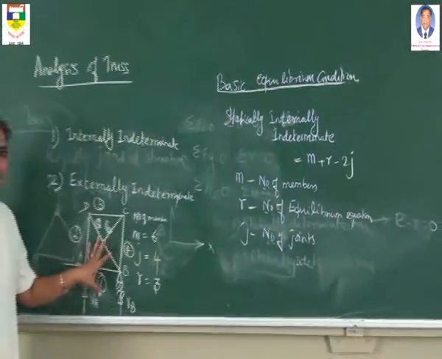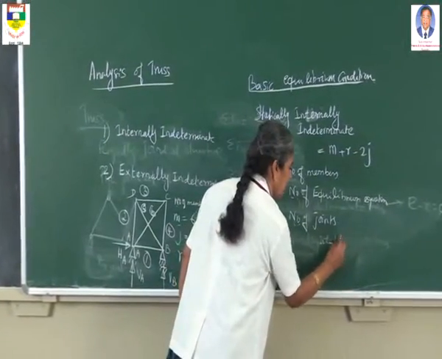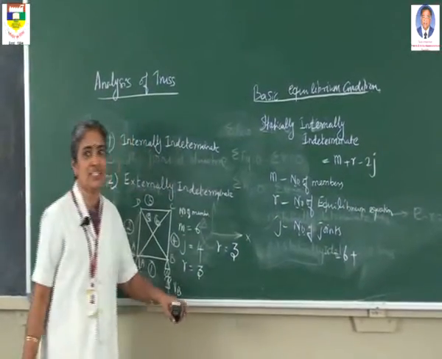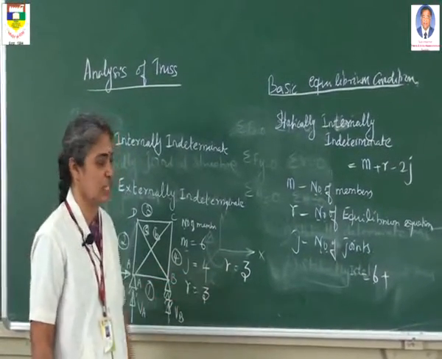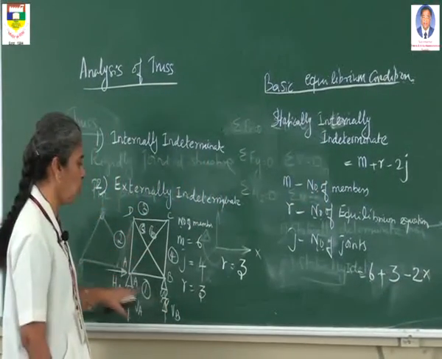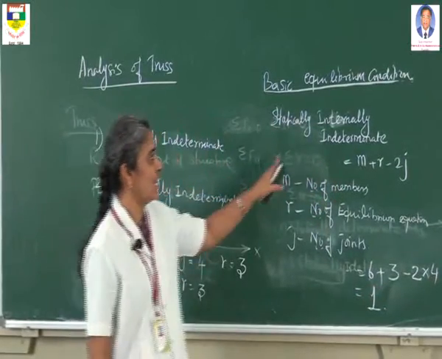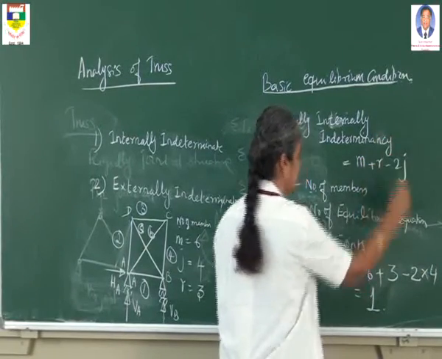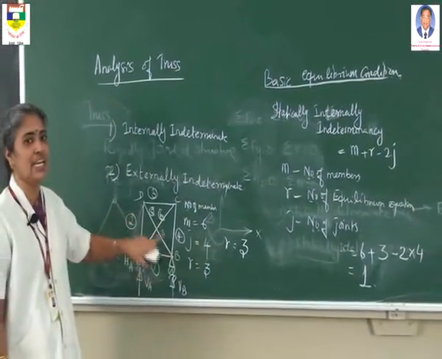So while taking this particular example, here how many members? 6 members. So 6 plus available equilibrium equations, r is 3, that I have already explained. Summation of forces in x direction is 0, y direction is 0, moment in z direction is 0. Therefore 6 plus 3 minus 2 into number of joints, which is only 4, 2 into 4. So the statically internal indeterminacy is equal to 1. Therefore, this given structure is statically internally indeterminate.